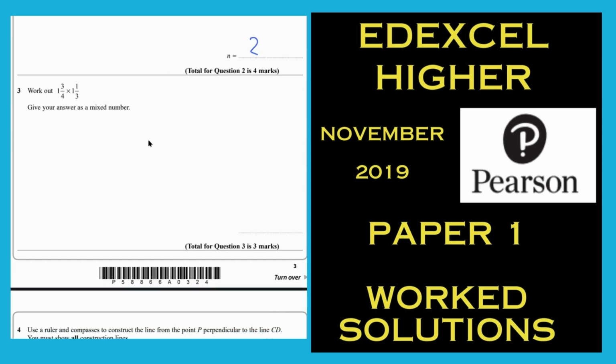Number 3, typical 4 operations, non-calc. If you've got a mixed number, make them improper. Big times bottom is 4. Add the top, gives us 7 over 4. And 1 times 3 is 3. Add the top.